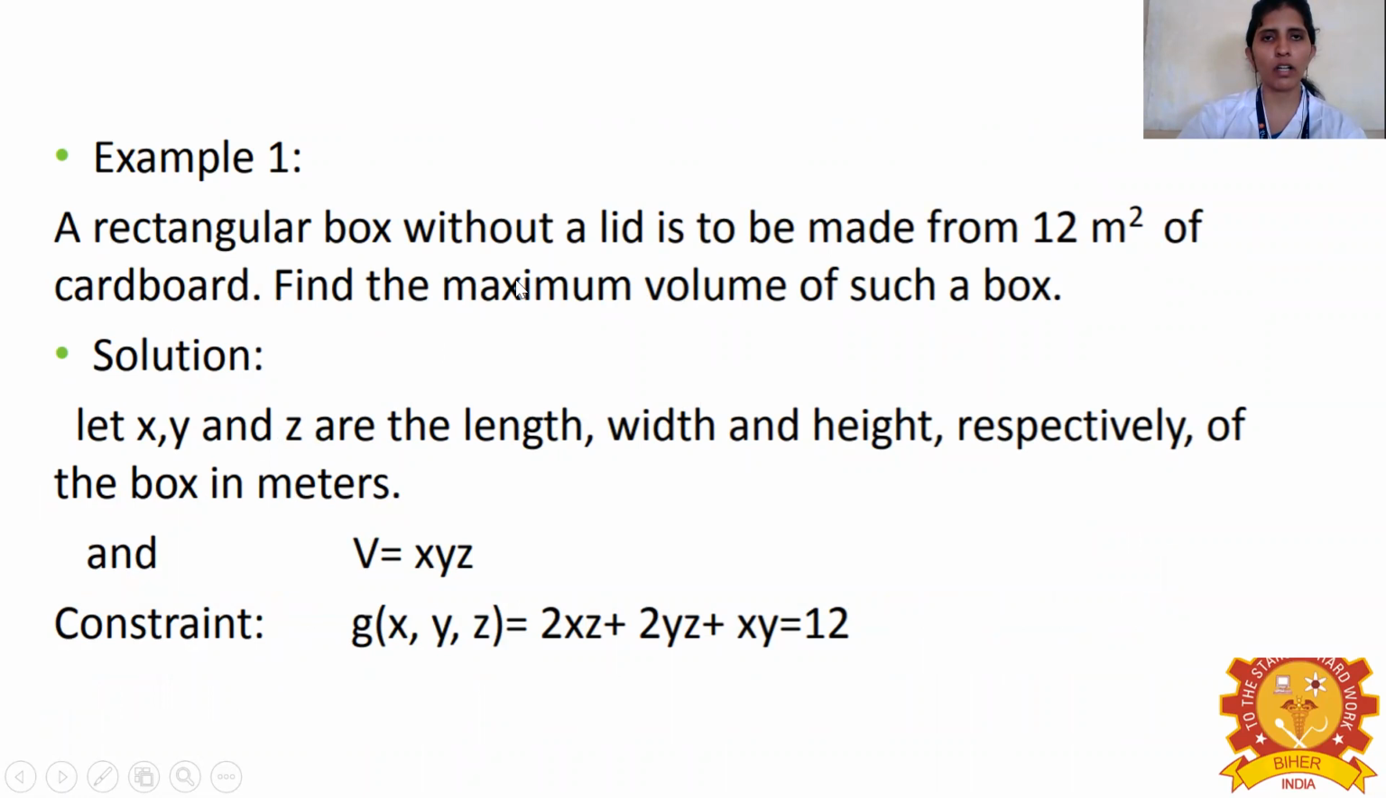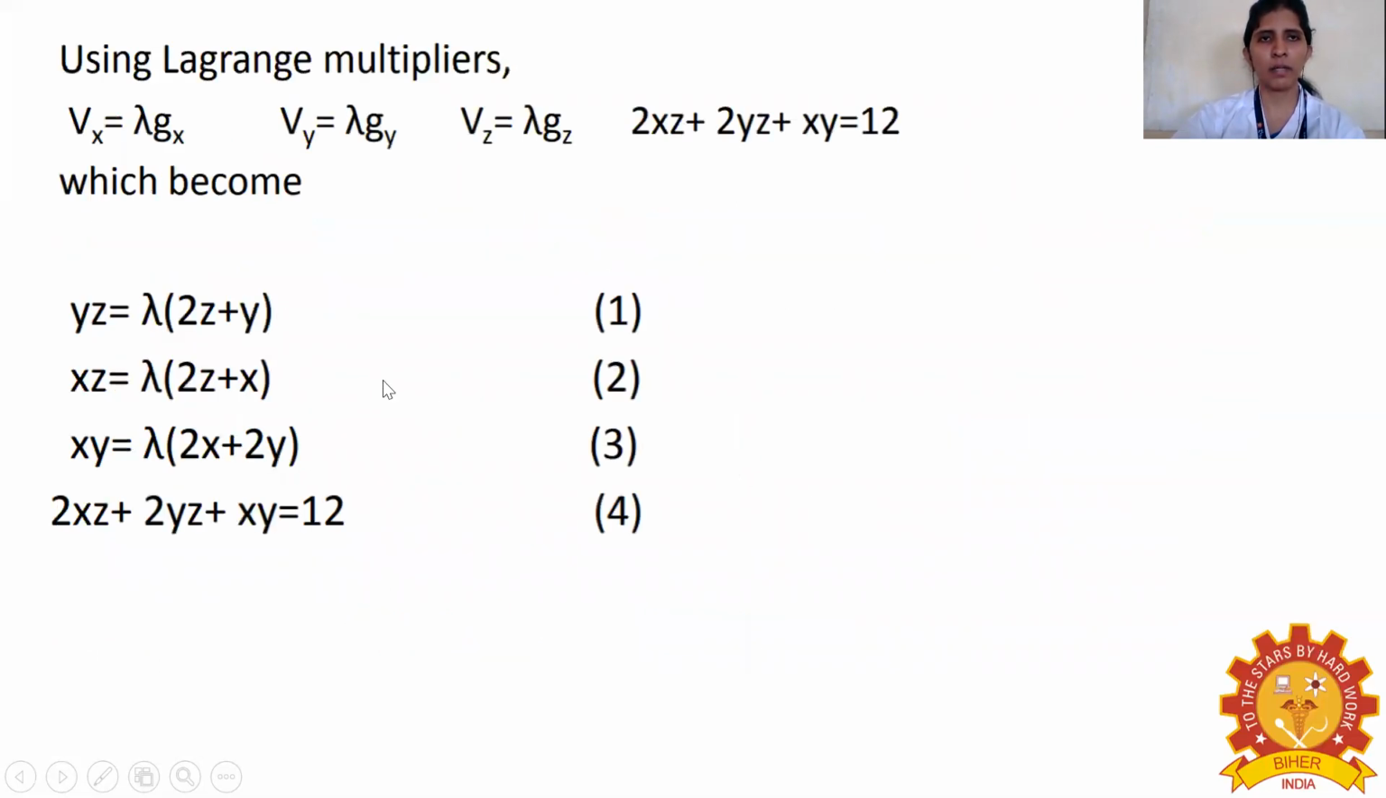Now let us move on to another example. A rectangular box without a lid is to be made from 12 meters square of cardboard. We have to find the maximum volume of such a box. Let x, y and z be the length, width and height respectively of the box in meters, and V will be equal to xyz. Based on the constraints, g of xyz would be equal to 2xz plus 2yz plus xy equal to 12.